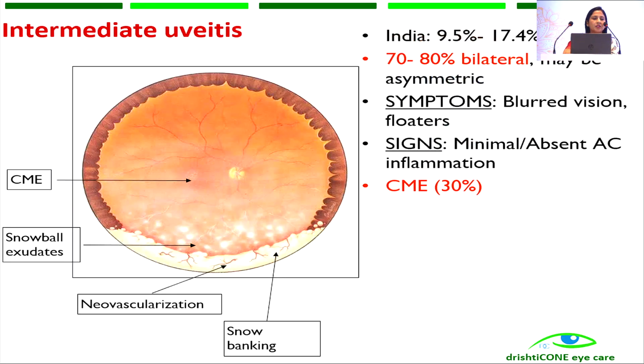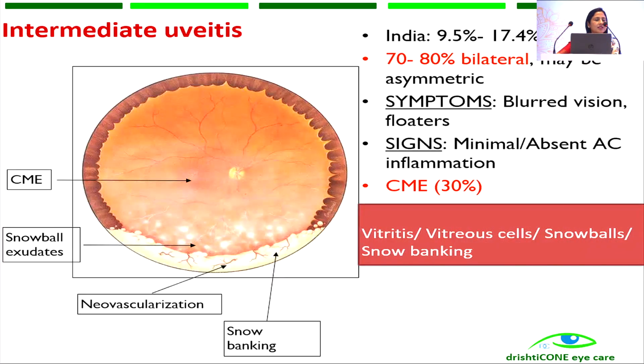In intermediate uveitis, a patient would generally come to you with bilateral involvement in 70 to 80% of the cases, which may actually be asymmetric. When you look in, you will see some vitreous haze, and inferiorly you can see some snowbanking and snowballs, or the patient may be having only CME with a few cells on the anterior vitreous face.